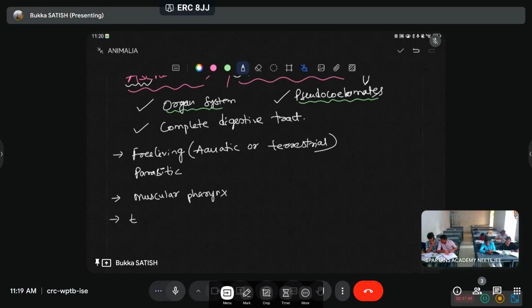Next, coming to the excretion, there is one excretory tube. So directly it will remove the excretory waste through an excretory pore. There is one excretory tube that opens into the excretory pore. So directly there will be elimination from the body cavity.